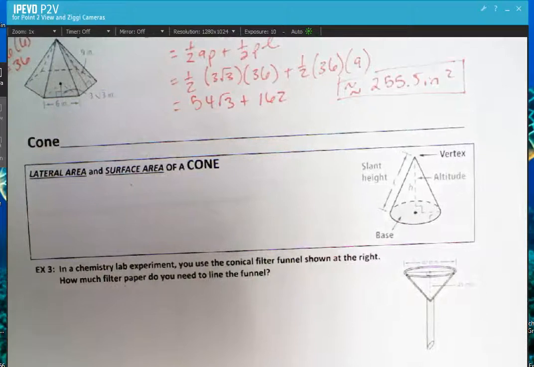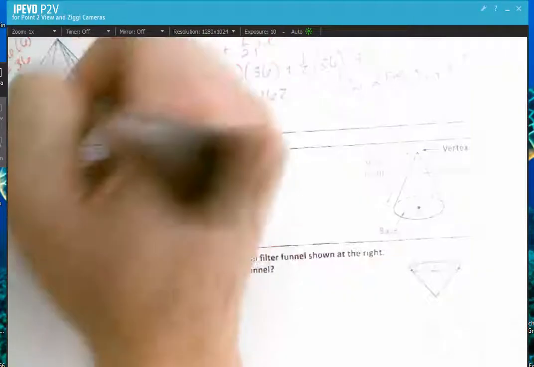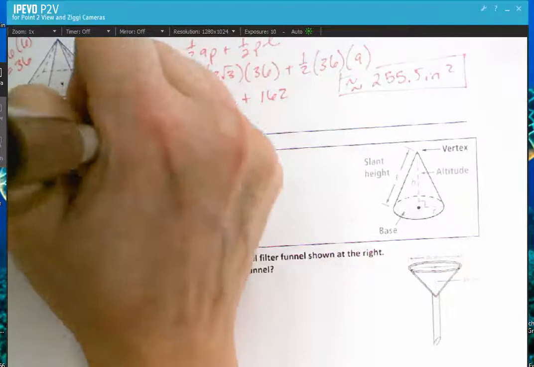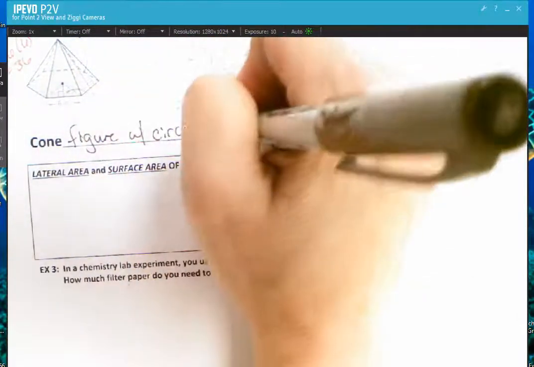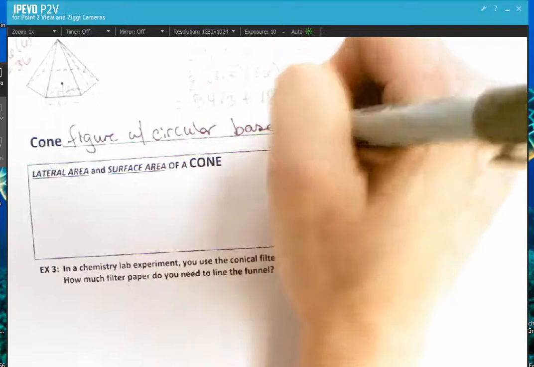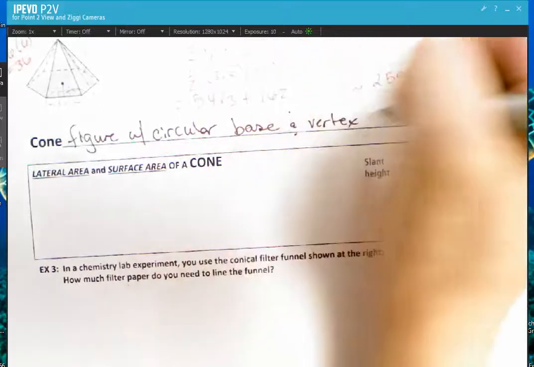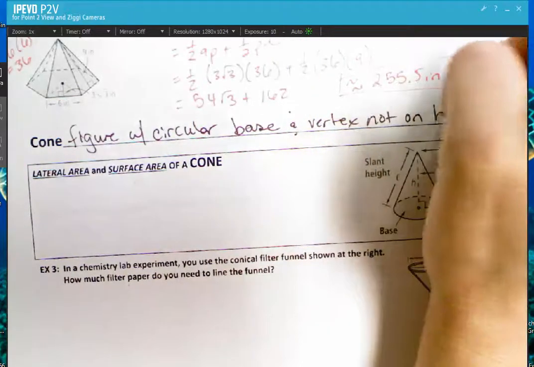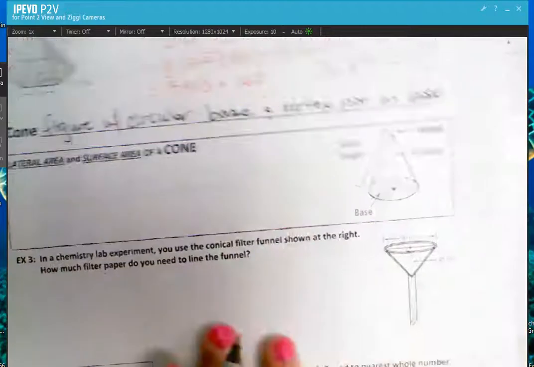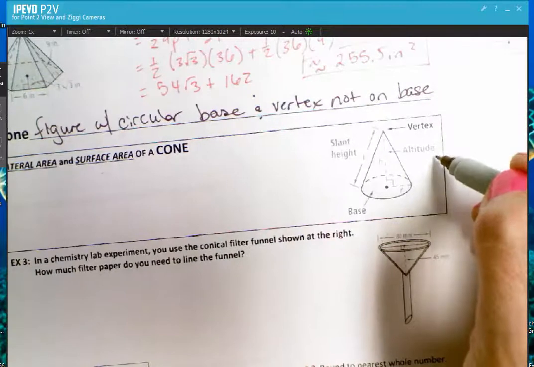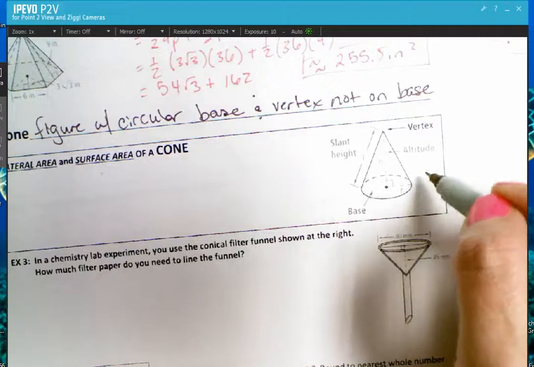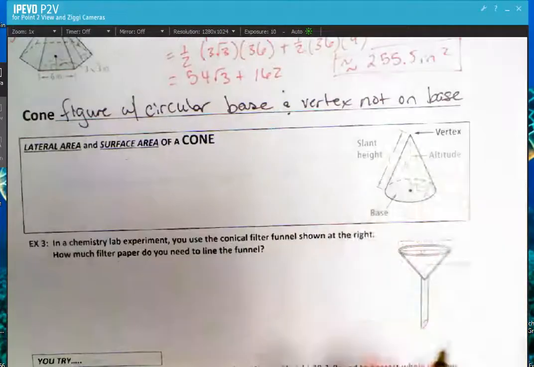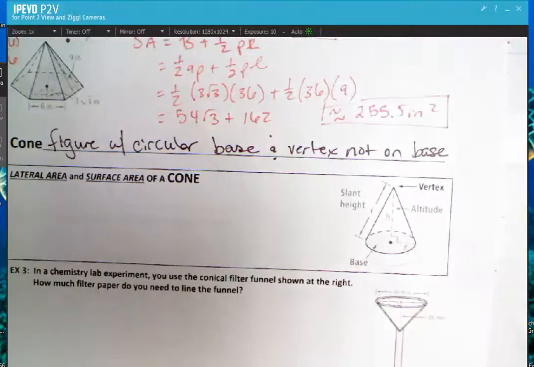Alright, last figure you want to take a look at is the cone. The definition of a cone is a figure with a circular base and a vertex not on the base, because it can be an oblique cone. So I could have my vertex over here and it be slanted and I still have a height perpendicular and a slant height, and off I go. But usually you're going to see something that looks like this.